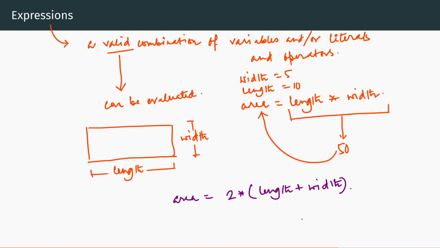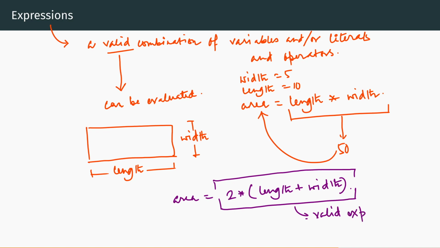right? Now, this is not the formula of area. This is the formula of perimeter, right? But it is still a valid expression, okay? For the computer, which does not understand what an area is and what a perimeter is unless you tell it properly, this is a perfectly valid expression. So an expression is valid regardless of whether it's correct or not. The correctness of an expression has no bearing on its validity.